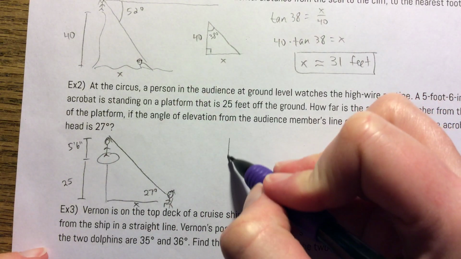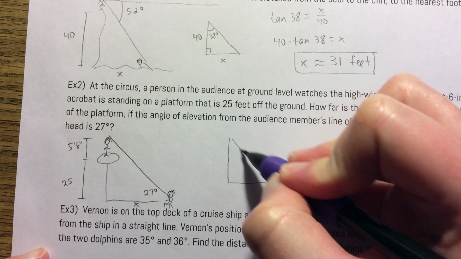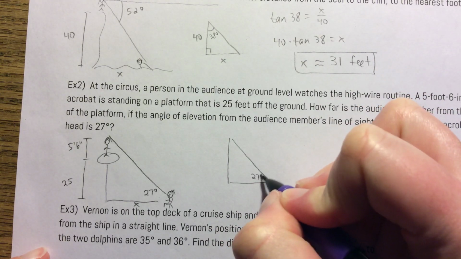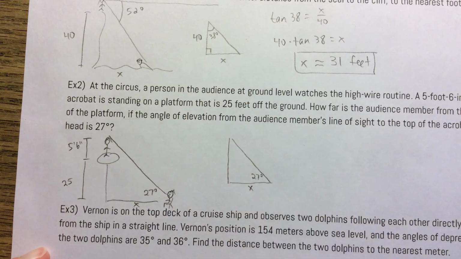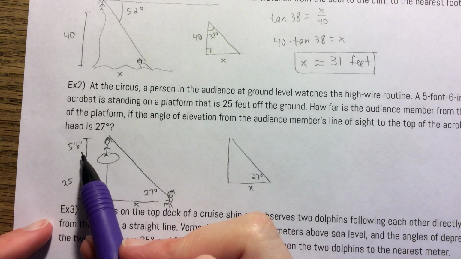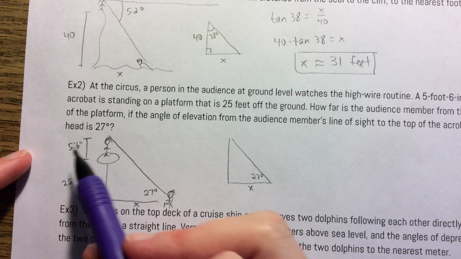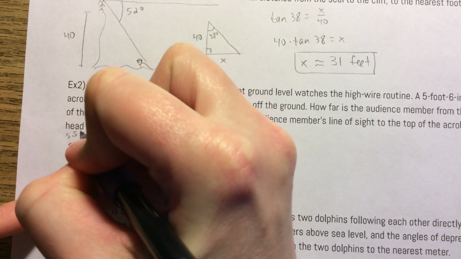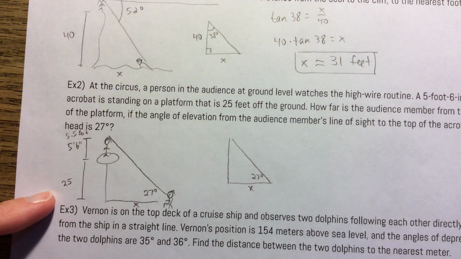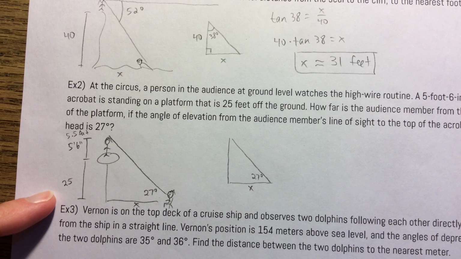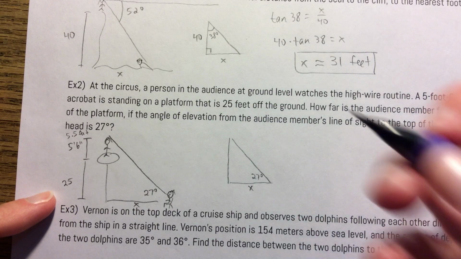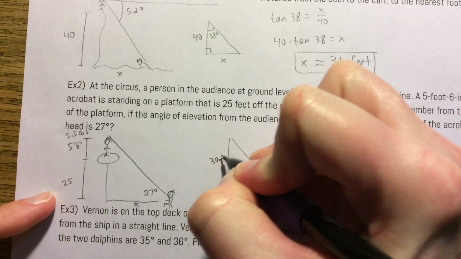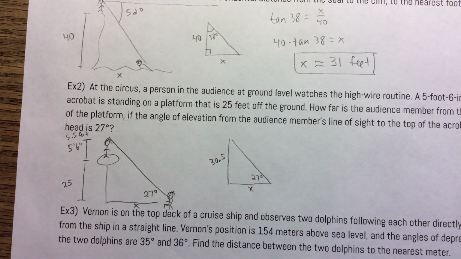So now let's see what I really have going on. I have 27 degrees down here. This is what I want to find. How tall is this? So 5'6". Now 6 inches is a nice one to work with, but I could just convert this into feet, because this is the same thing as 5.5 feet. I can, because 6 inches is a half of a foot. So now I can just add those. 25 plus 5.5 would be 30.5 feet.